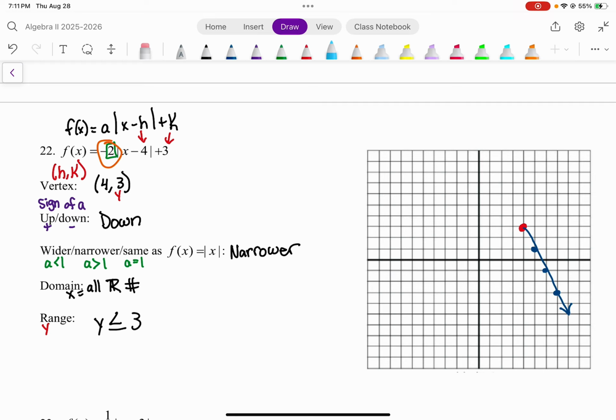Remember, this is a V-shaped graph that is symmetrical. So we will do the same distance on the other side. So instead of right 1, we're going to go left 1, down 2, making our graph symmetric with our absolute value. When you draw it, it should be a V shape, not a curve.